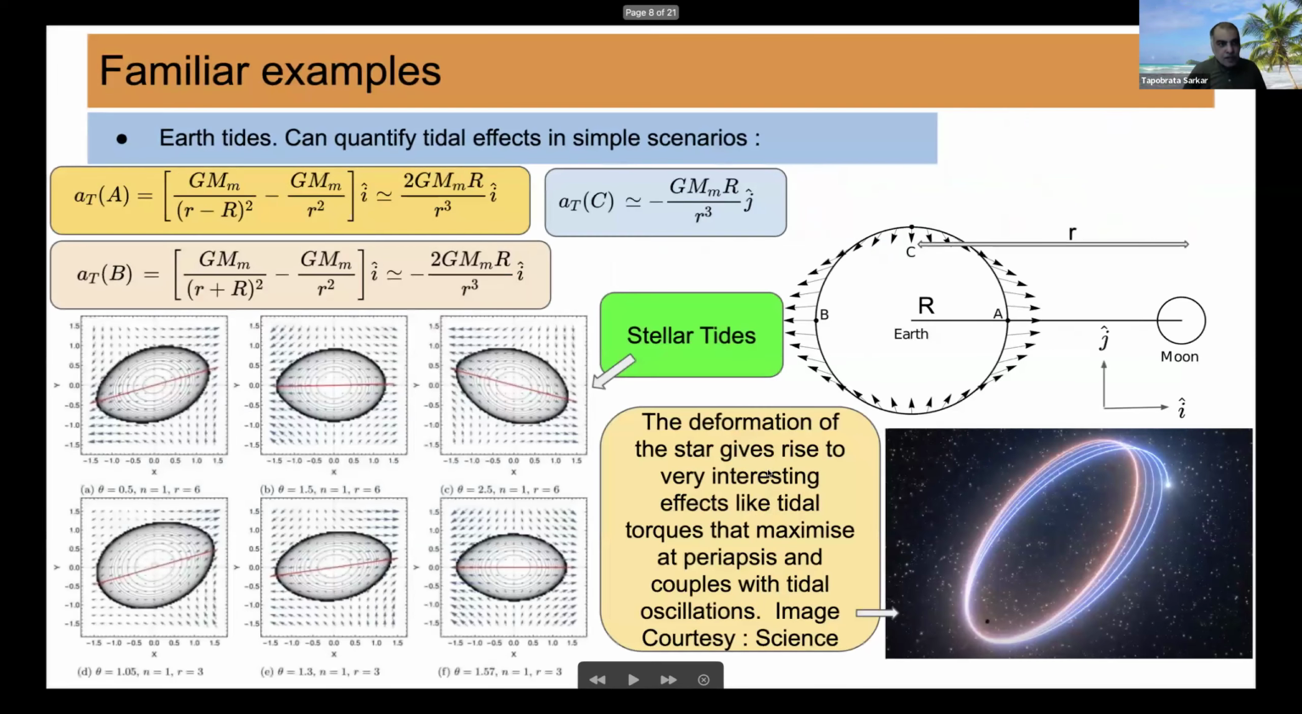Okay, so let's start with a little bit of mathematics. A very familiar example which you study in first year courses is this: consider the Earth over here, and consider the moon. The effective force lines I've drawn over here. This is the x-axis, this is the y-axis, and r is the radius of the Earth.